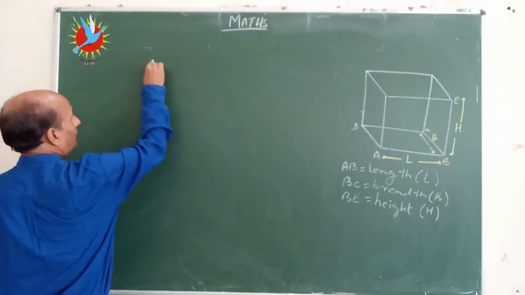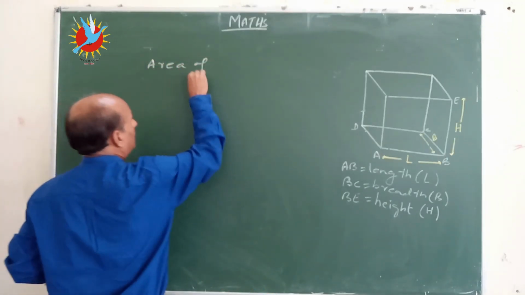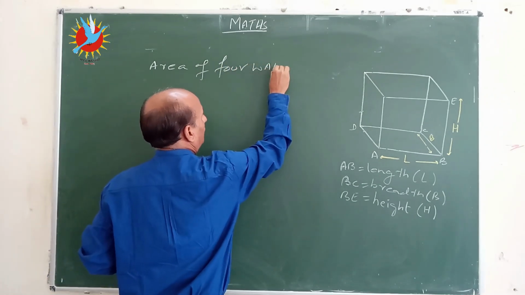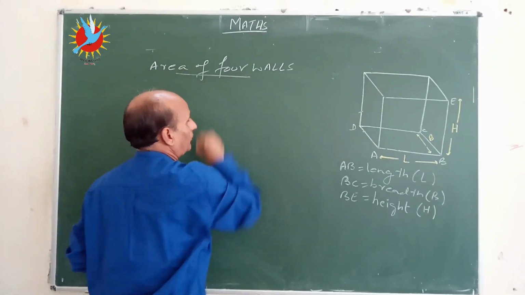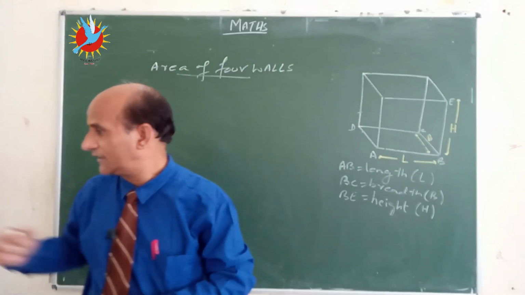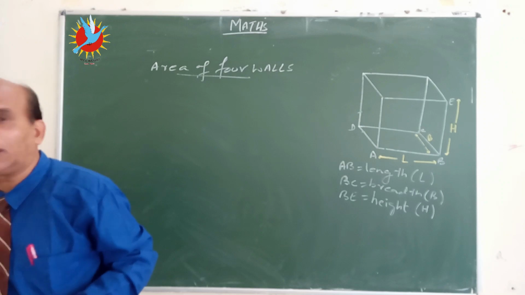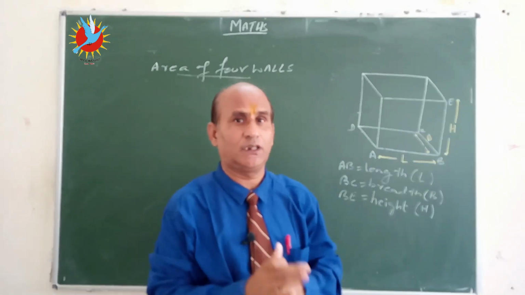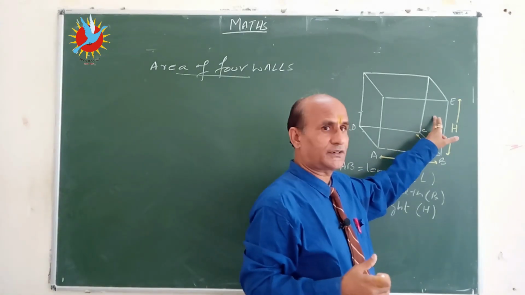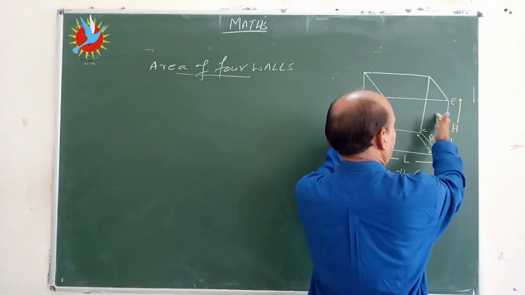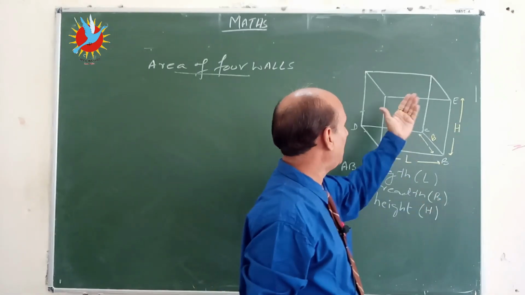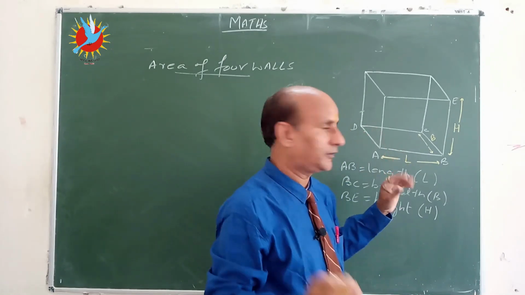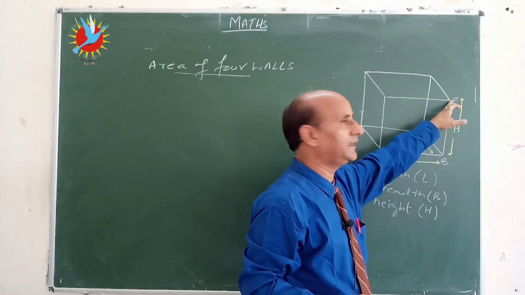So area of 4 walls, only we are considering the walls, floor and ceiling is subtracted. So how to find the area of the 4 walls? Now again it means we are taking the 4 surfaces. Which 4 surfaces? First one is right side and left side surfaces, then the front and the back surface. So first take this surface which is in front of you, that is AB and BE.